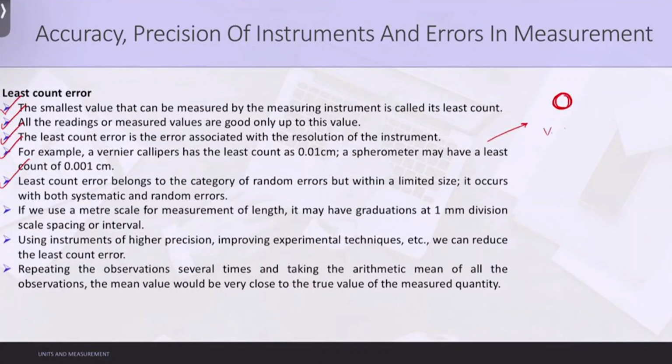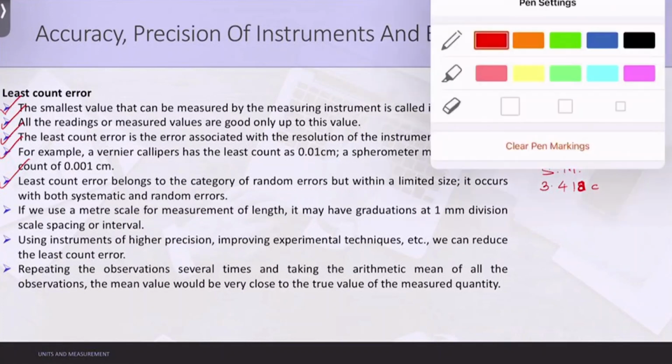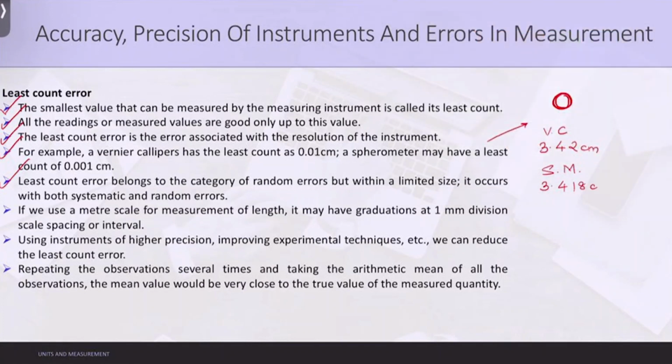Using the vernier caliper, I got the answer as equal to 3.42 centimeters. Using a spherometer, I got the answer as equal to 3.418 centimeters, let us say, right? And the true value was 3.4179 centimeters, let us say.